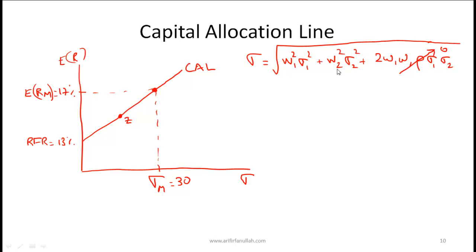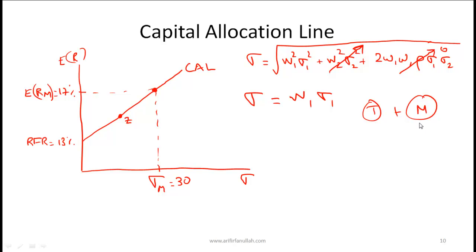Now let's say W2 represents the weightage of our risk-free asset and sigma 2 represents the riskiness of our risk-free asset, which is 0. So this cancels out too. So our sigma for any portfolio along the capital allocation line simply becomes equal to W1 sigma 1. Now remember, W1 was the weightage of our market. So W1 is the weightage of the market portfolio in our overall portfolio. So remember we said T and M.